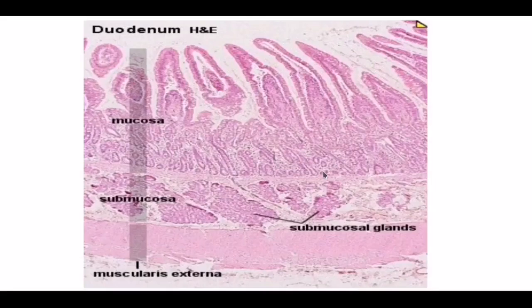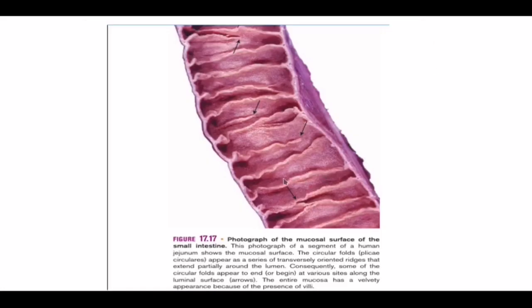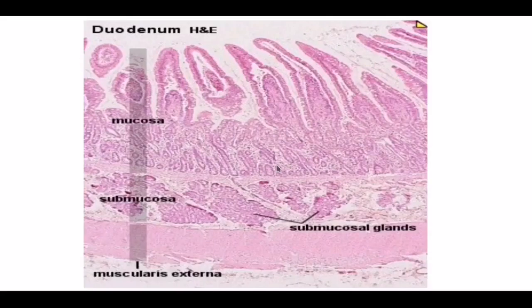You can see these luminal folds. These are what we refer to as the plicae circulares. These are permanent folds. They are different from those folds which you find in the esophagus and in the stomach. Those are temporary folds, but these plicae circulares are permanent folds. So this is our duodenum.